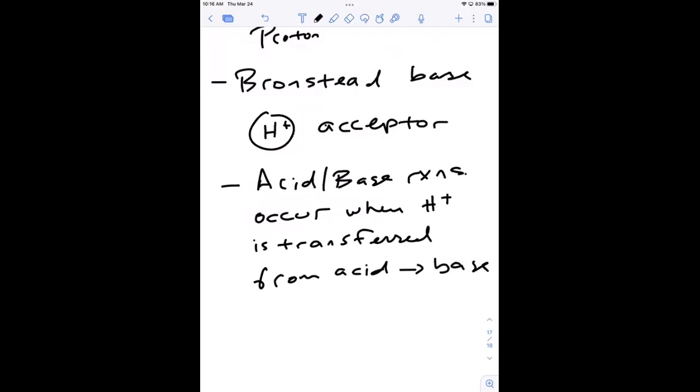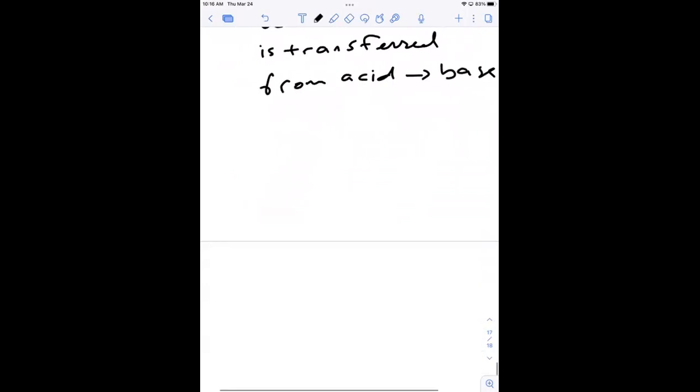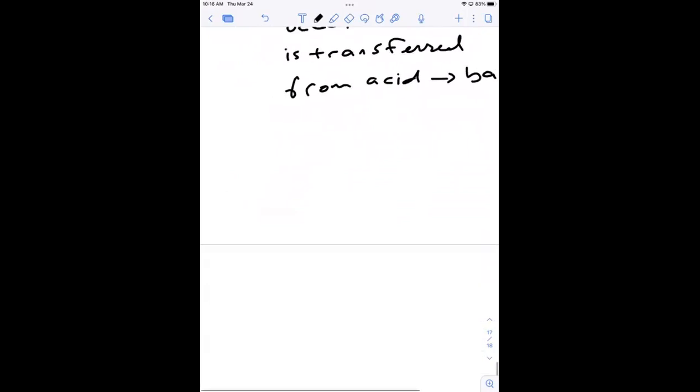All right, so when you transfer a proton from the acid to the base, that's what happens in an acid-base reaction. And I'm gonna show you an example in a second. But one other thing that we need to understand about acids and bases is this.